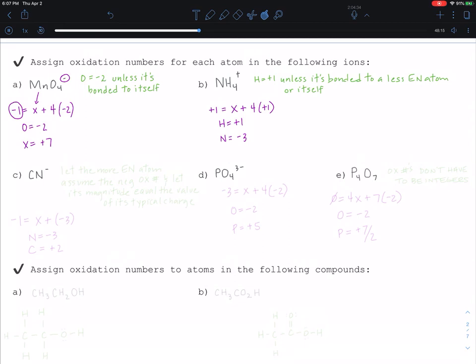Okay, let's try a few more. So down here, we've got cyanide, and it has a negative 1 charge. But now here's the deal. We've been talking about how you can count on hydrogen being positive 1 unless it's bonded to something less electronegative, or itself. You can count on oxygen being negative 2 unless it's bonded to itself. Now we're looking at an ion where either one of these could be X. So let's let the more electronegative atom assume the negative oxidation number, because the more electronegative atom is the thing that's pulling the electron density toward itself, right? And so the magnitude of that oxidation state is going to be equal to the charge that that species normally has.